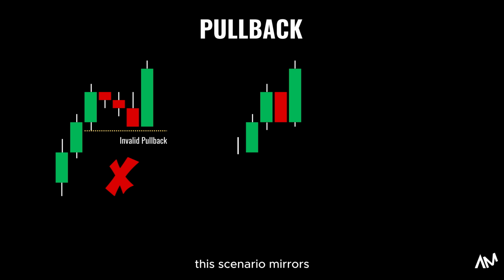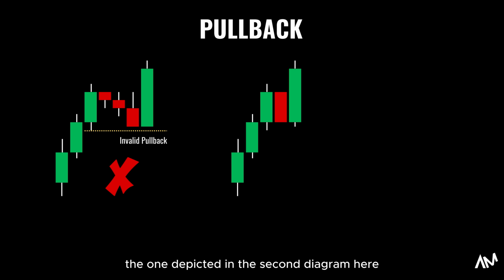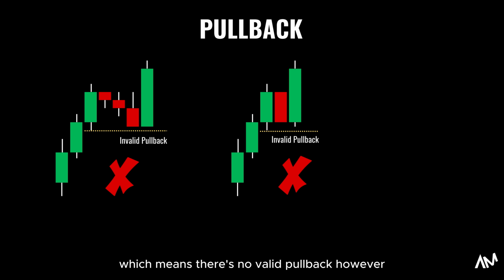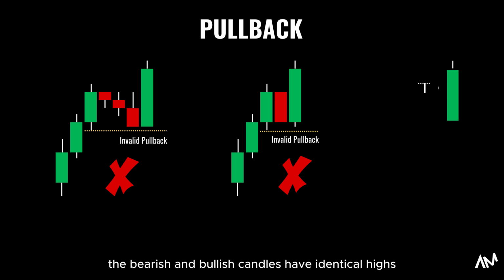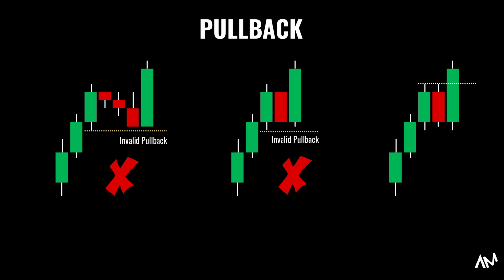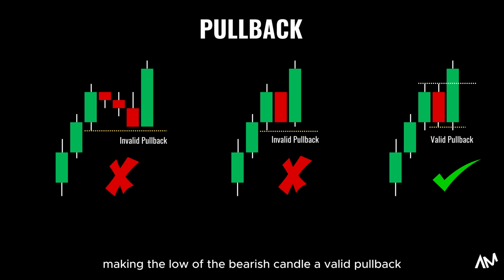This scenario mirrors the one depicted in the second diagram. Here, the market sentiment is bullish, but it hasn't breached any previous candle's low, which means there's no valid pullback. However, let's shift our focus to the third diagram. In this scenario, the bearish and bullish candles have identical highs, making the low of the bearish candle a valid pullback. This principle applies to bearish markets as well. You can apply this methodology to any chart and time frame.